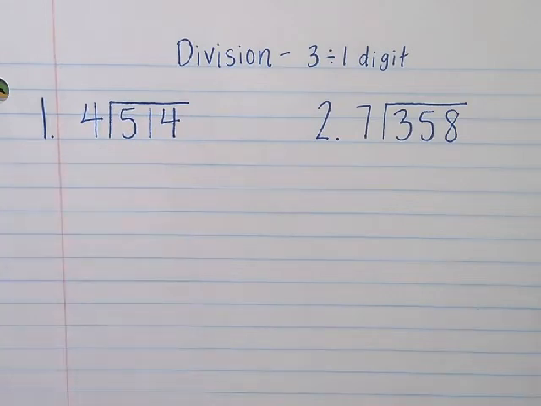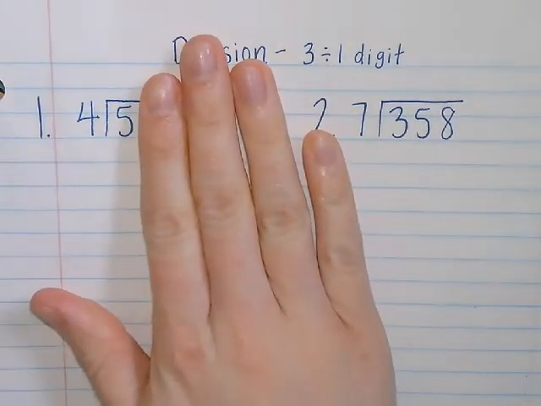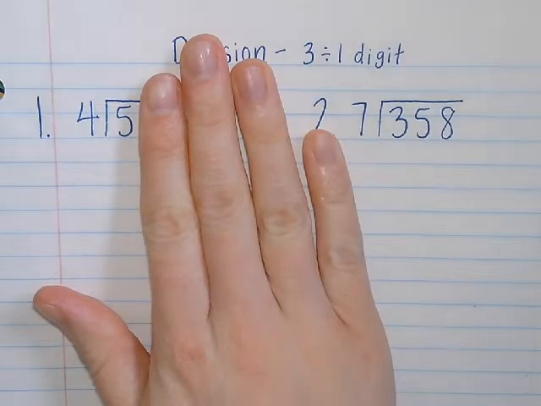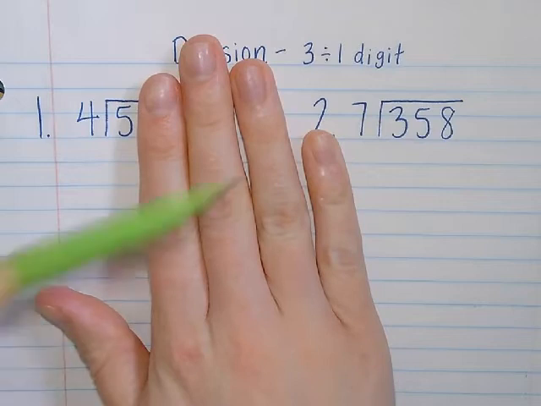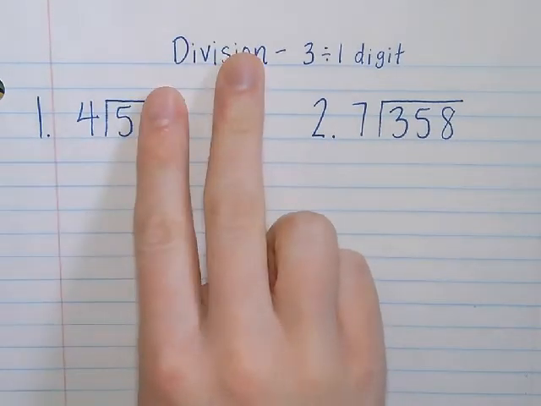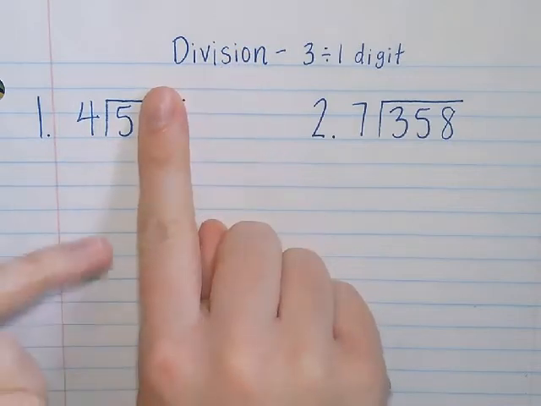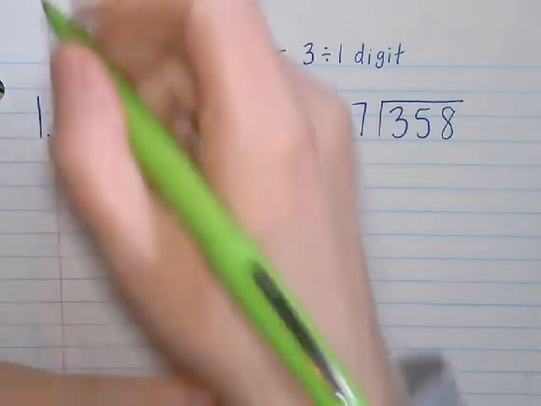Okay, I always start by asking, can 4 go into 5? Yes, the answer is yes. How many times can 4 go into 5? If I count by 4s, 4, 8, well, 2's too many, so I go back 1. I know I can make one equal group of 4 out of 5, so that one goes right above the 5.